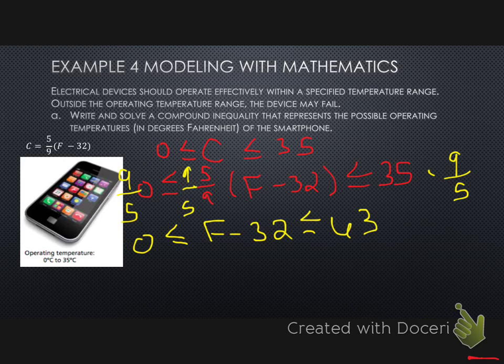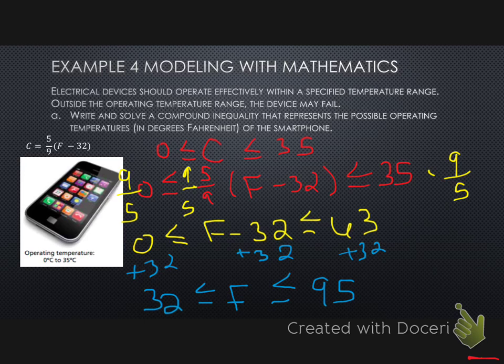Now to get rid of the minus 32, I do the opposite, which is to add 32. And I'm going to get 32 is less than or equal to F, which is less than or equal to 95. So that's going to be your compound inequality for this equation.